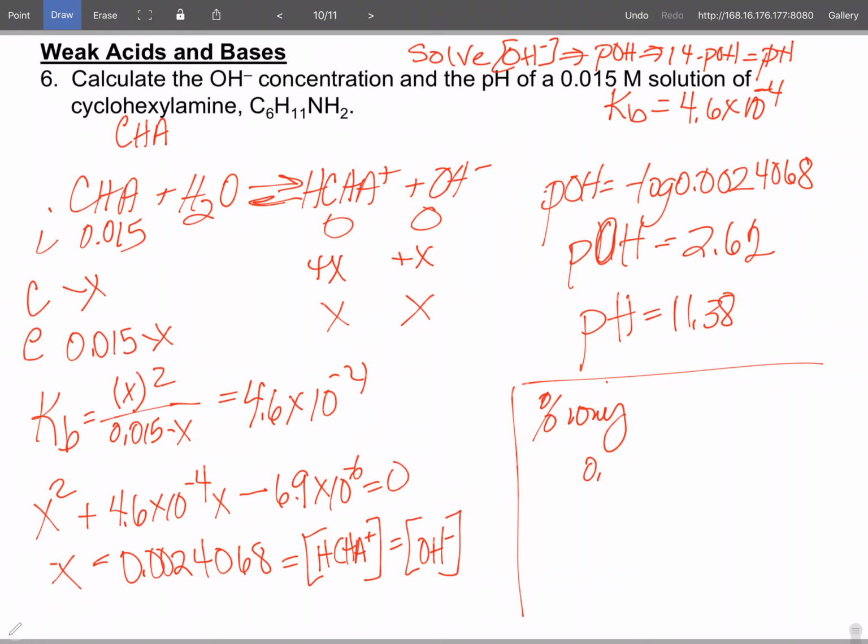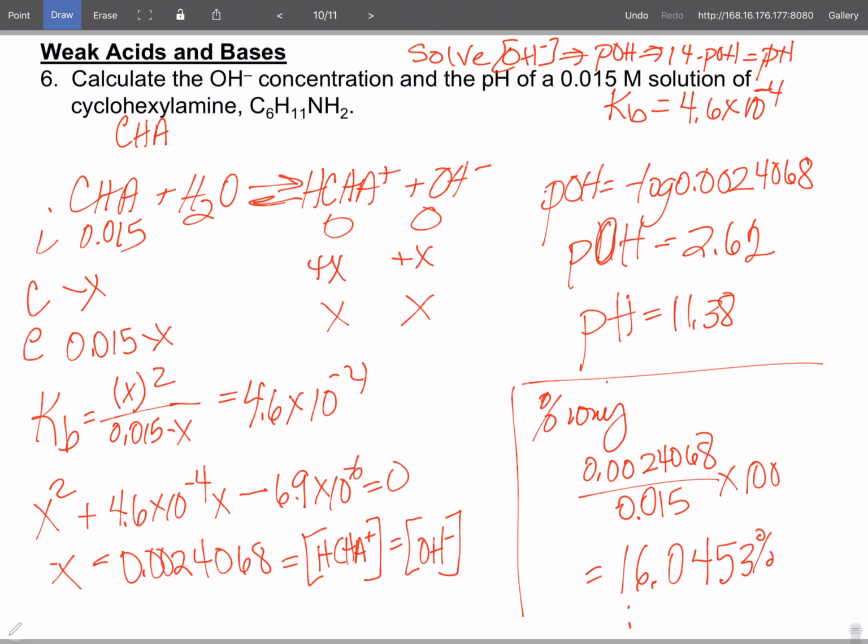it would be 0.002468 divided by 0.015 times 100, which, let's go ahead and do our math. 0.002468 divided by 0.015 times 100. So this actually has a pretty good percentage. If I did it right, I got 16.0453%. So for significant figures, it'd be 0.05% for the percentage. Now, that actually makes sense if you look at your KB.